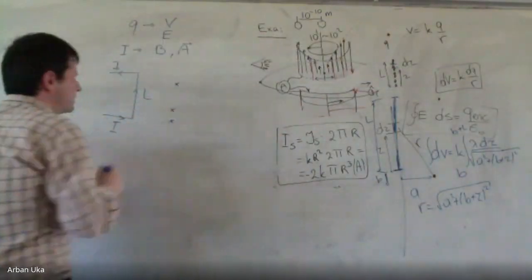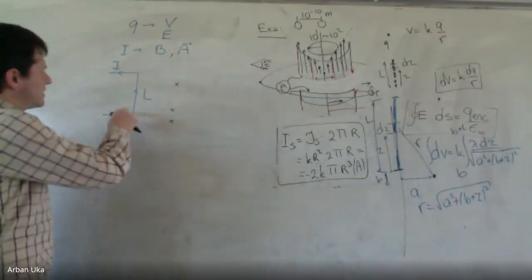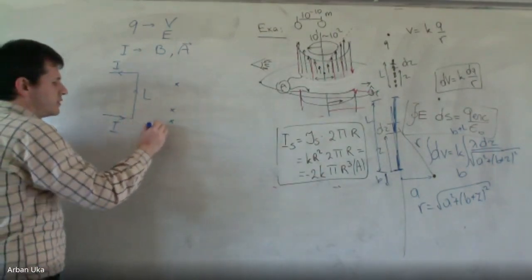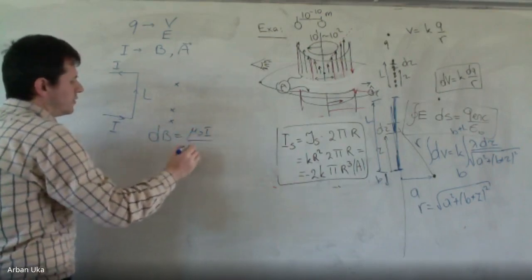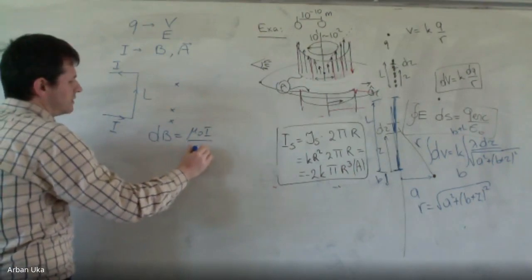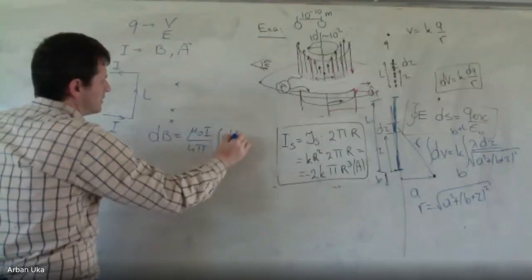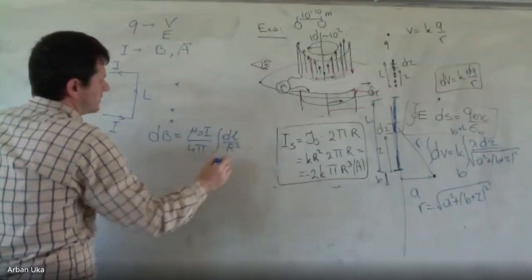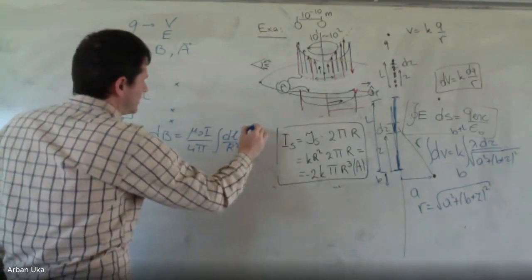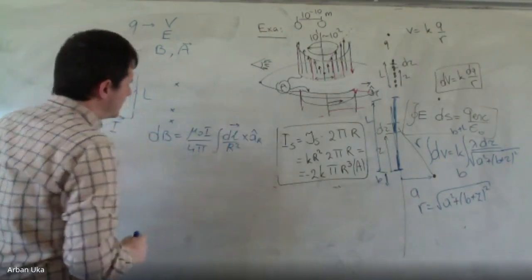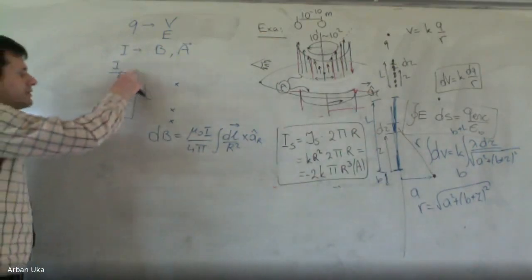Similarly, when we come here, we use the Biot-Savart law because this is limited. And the Biot-Savart law will be the following. We say dB is equal to mu 0 I over 4 pi, integral of dl cross a_R over r squared. Right? So now here we need to integrate, because we have a source limited in space.